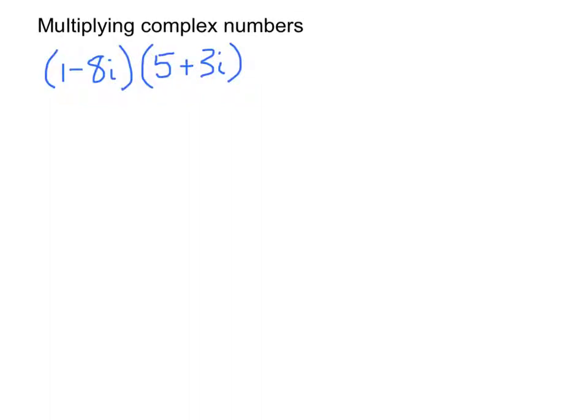Okay, we're working on multiplying these complex numbers. And you can use the FOIL method if you'd like on this one. The FOIL method is just really a distribution method. So all I'm really going to worry about is making sure that this 1 will be distributed to the 5 and the 3i. The negative 8i will be distributed to the 5 and the 3i. And that's really what I'm concerned most about.